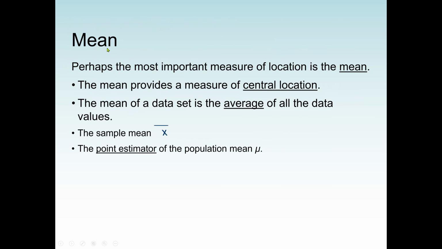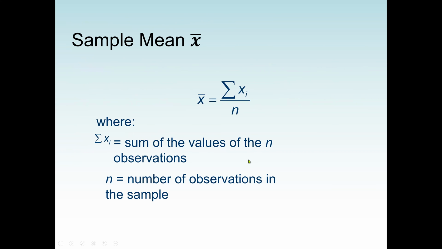So first we start with the mean. The mean is normally calculated by adding all the values and dividing by the number of values. The mean is also called the average. The mean provides a measure of central location, and the mean of a data set is the average of all the data values. We use X bar for the sample mean, and for a population, we use mu as the symbol. The formula is X bar equals the sum of all the values divided by n, where n is the number of values.